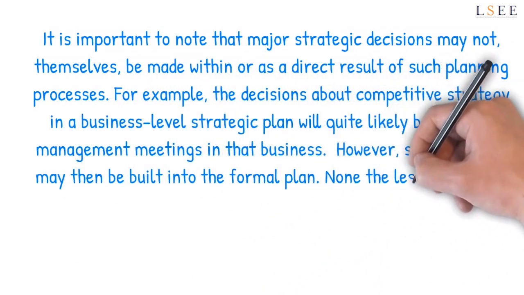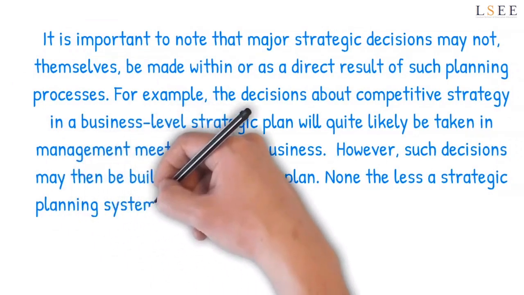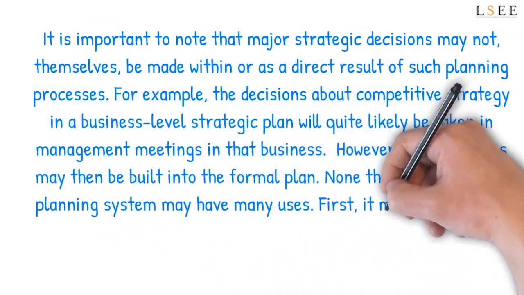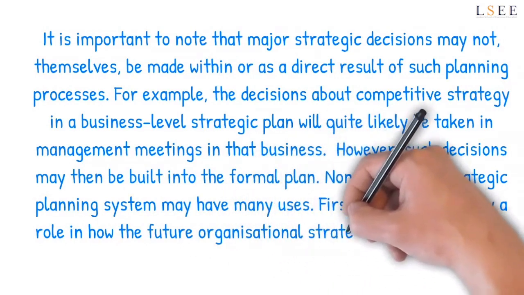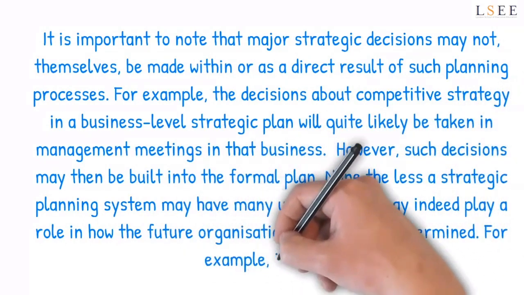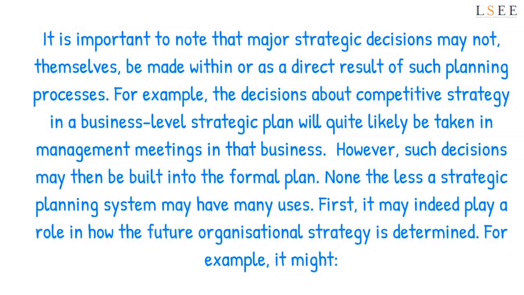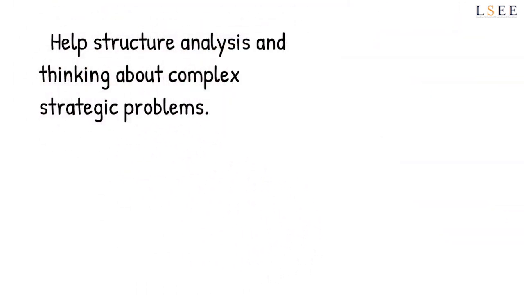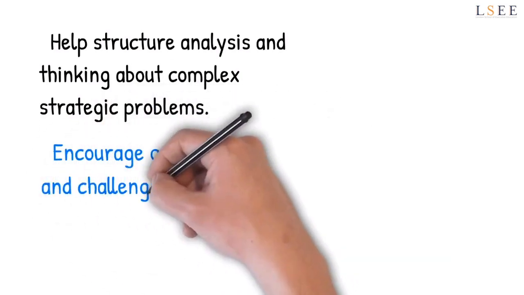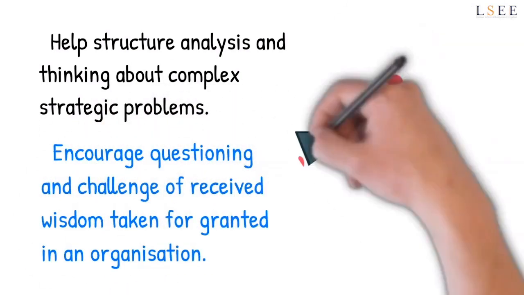Nonetheless, a strategic planning system may have many uses. First, it may indeed play a role in how the future organizational strategy is determined. For example, it might help structure analysis and thinking about complex strategic problems. Encourage questioning and challenge of received wisdom taken for granted in an organization. Encourage a longer-term view of strategy than might otherwise occur.